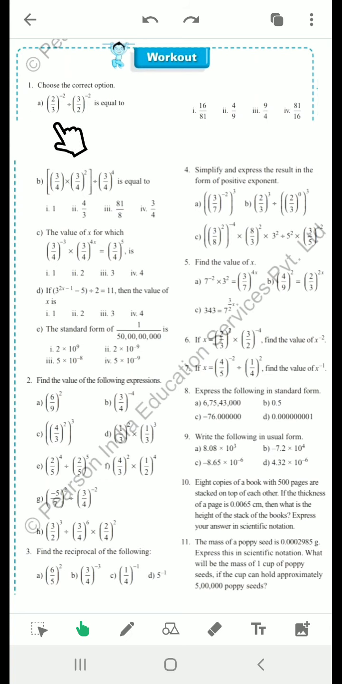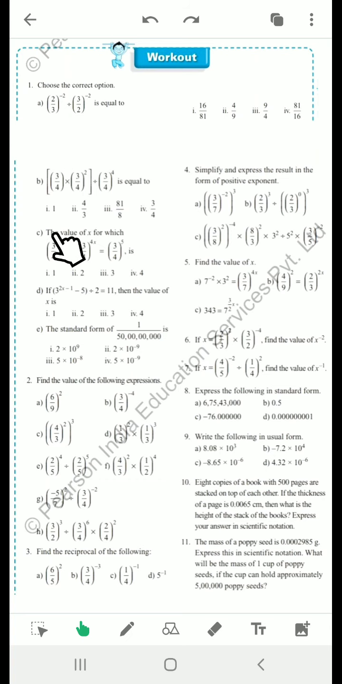A, (2/3)^-2 divided by (3/2)^-2 is equal to, and options are given in front of the question. So you have to choose the correct option for that. First you have to solve this using the laws of exponents, and then find the correct answer.